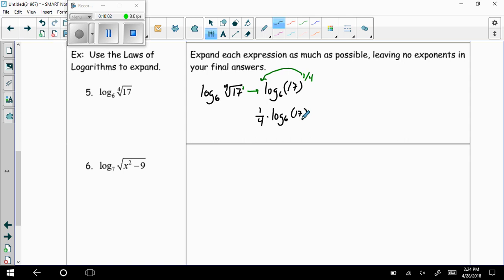So that's us expanding it as much as possible. There's nothing else that we can do with it. And for right now, the only thing that I want you to do is leave no exponents in your final answers, if that's possible. And in this case, there's no exponents. I'm not looking for you to evaluate log base 6 of 17. If you know how, good for you. We're not quite there yet. Okay, so we're jumping from numbers now into variables.